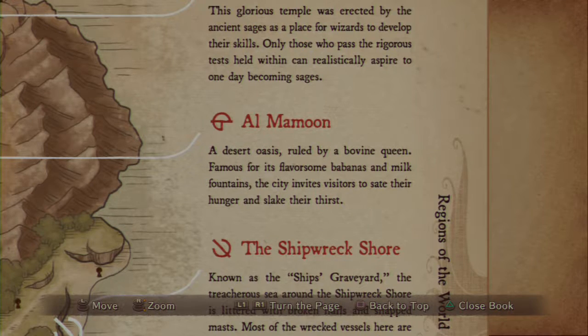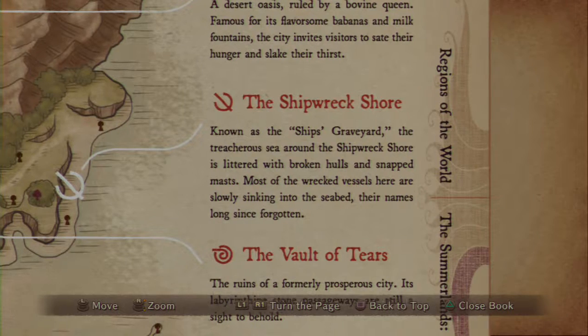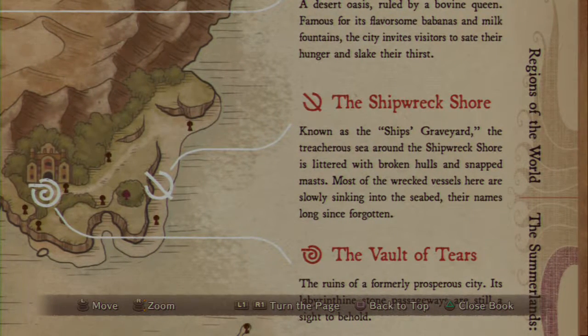Next we have Mamoon, a desert oasis ruled by a bovine queen, famous for its flavorsome babanas and milk fountains. The city invites visitors to sate their hunger and slake their thirst. Next we have the Shipwreck Shore, which you can actually see right over there. And it has a decent chunk of spots to draw materials from.